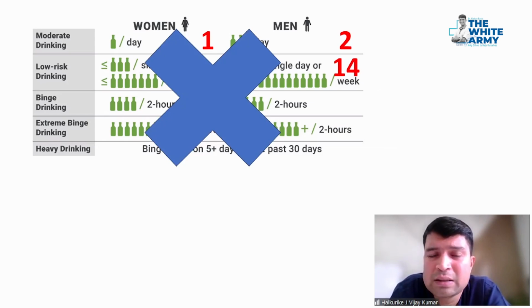All these data are from European data and may not hold good for Indians, because Indians have various reasons to drink, and most Indians, I think, are not involved in social drinking and other things. We don't suggest it clinically.